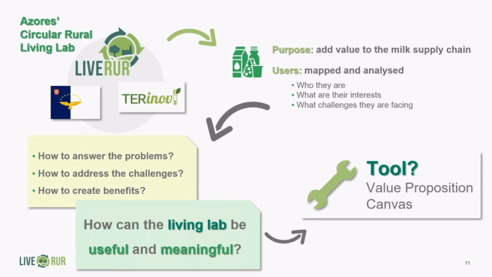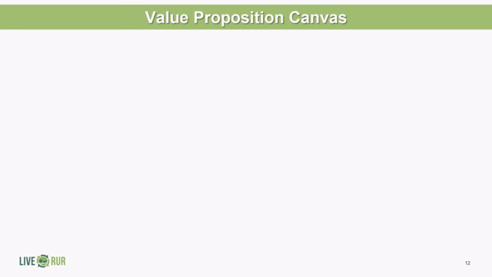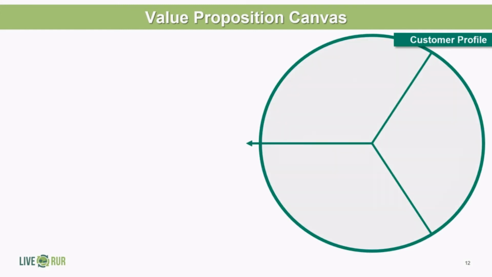The Value Proposition Canvas seems to be a great tool to help with this task and to start pointing out the services the Azores Pilot Living Lab should be providing. The Value Proposition Canvas is a tool that helps setting up the product market fit. This means that the services you are going to be developing will be based on specific market needs. The first step is to describe the customer profile, including customer jobs, customer pains, and customer gains.